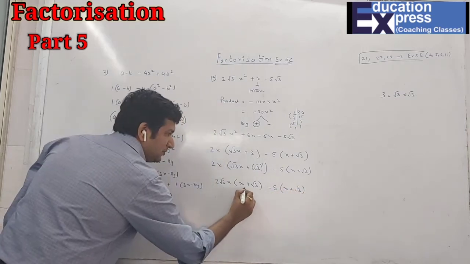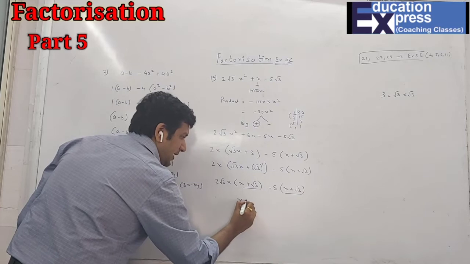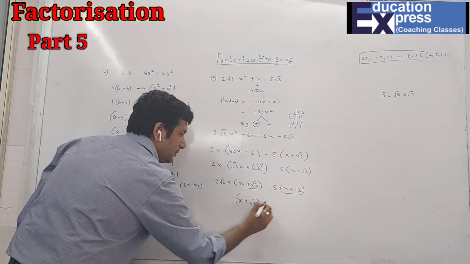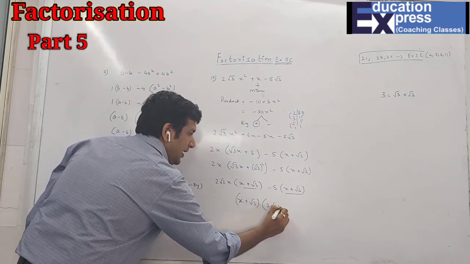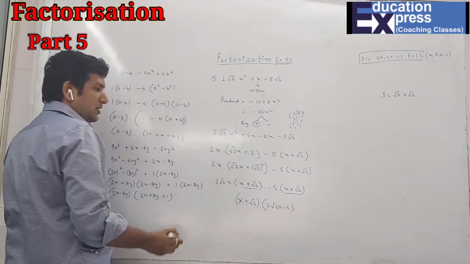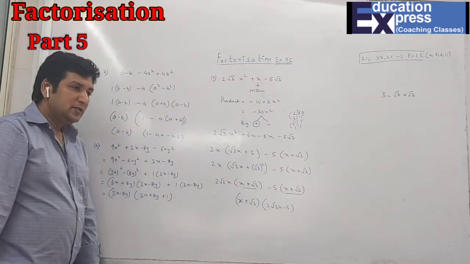So what is left? x plus root 3 and 2 root 3 x minus 5. This is the final answer for the question number 17.